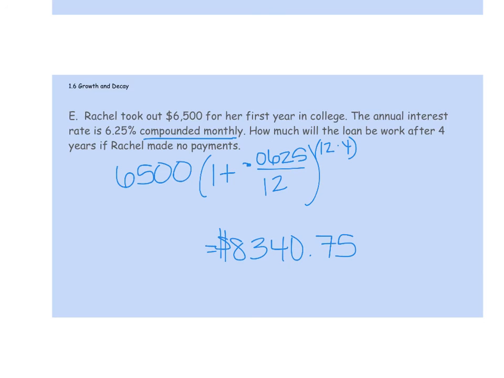So that's crazy. Rachel took out a $6,500 loan. After 4 years, now she owes over $8,300. That's a lot of money that she's having to pay back. And this is going to be our next part. So there's going to be a part 2 of this video about the student loan project. So make sure you watch that.